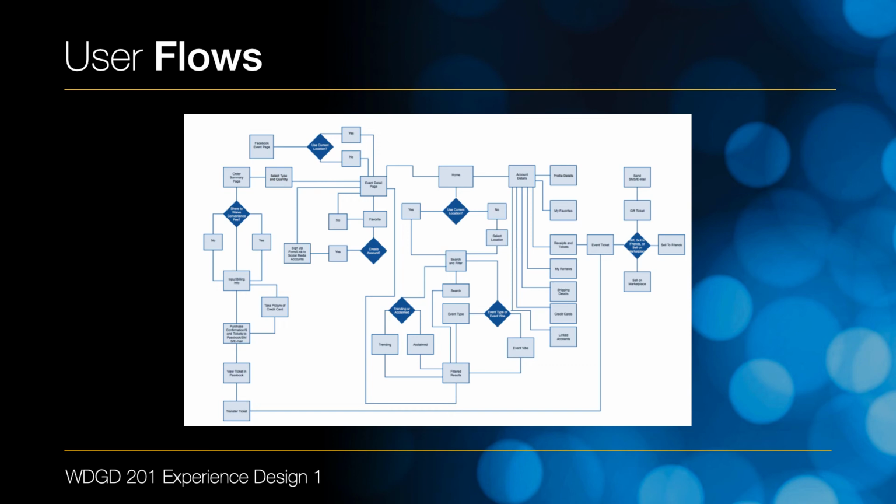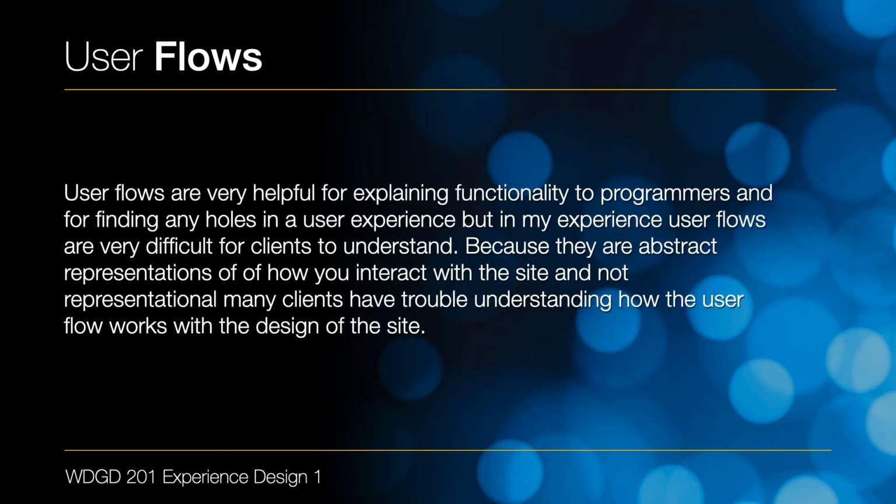Traditionally, what we do is do user flows and then indicate with a number a wireframe that's associated with it, so you can look at the wireframe and then look at the user flow. That being said, it's still a bit clunky, so we'll talk about that in a sec. User flows are very helpful for explaining functionality to programmers and for finding any holes in the user experience. By doing this, it's so methodical that you can see where you're missing something.